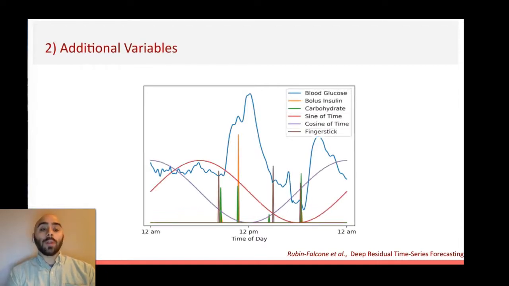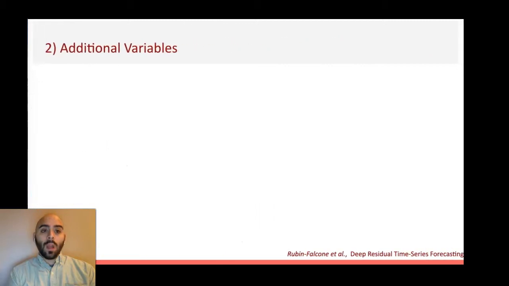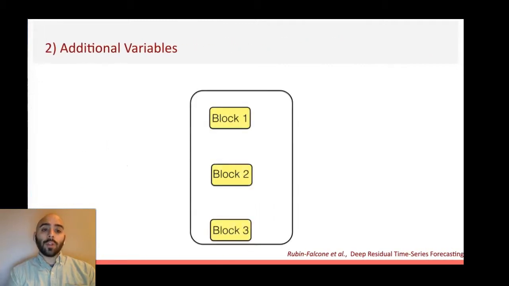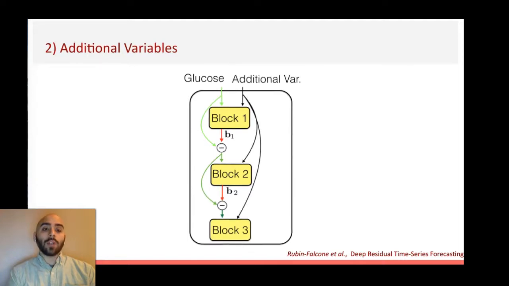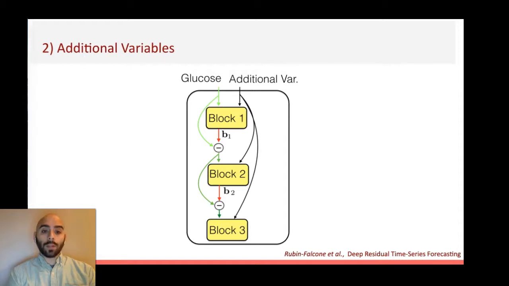These variables were all found to be helpful during tuning. Due to the sparse nature of some of these variables, we backcast only on blood glucose and input the raw values of each other signal directly into each block. We hypothesized that forcing the model to reconstruct such sparse inputs would hurt performance.